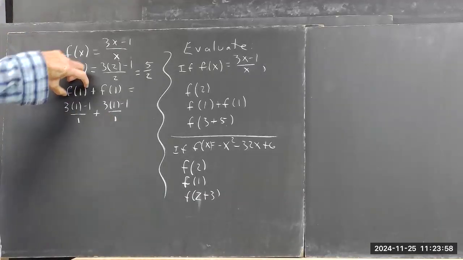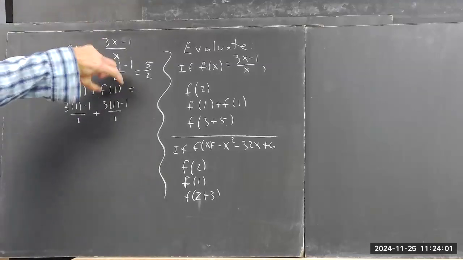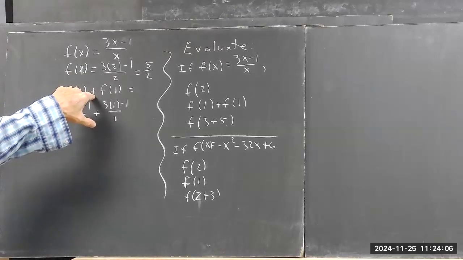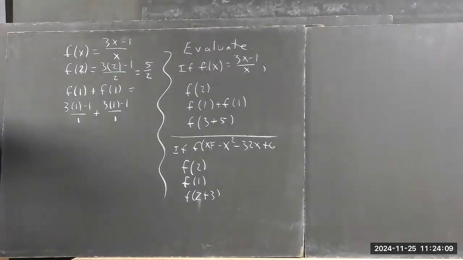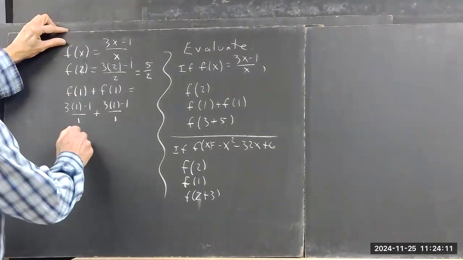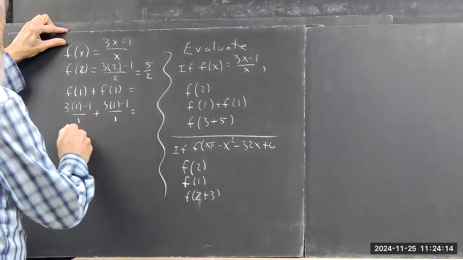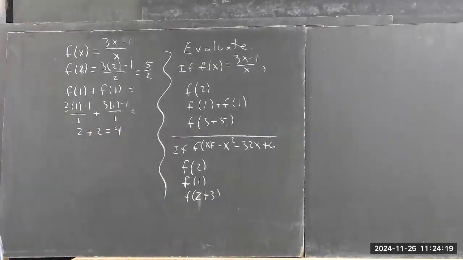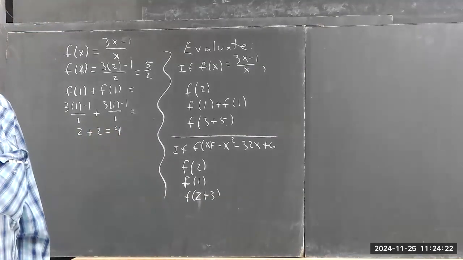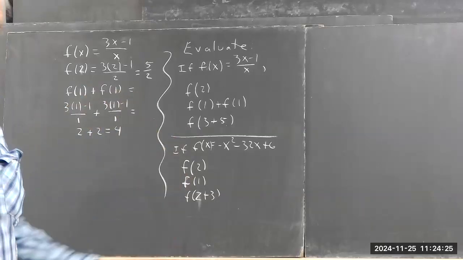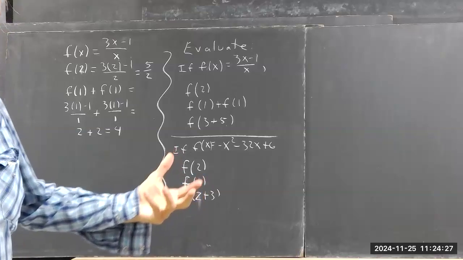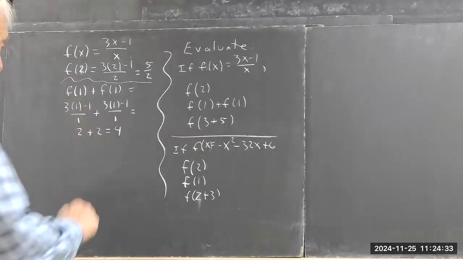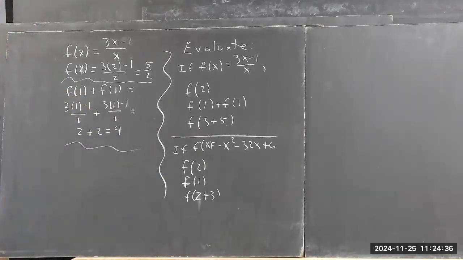f of 1 is one thing, we can evaluate it. f of 1 is the same thing. We've got a plus between them, right? So we add these two. And of course, 3 times 1 minus 1 is 2, divided by 1, we get 2 plus 2 equals 4. It's down to just, everybody knows 2 and 2 is 4. But getting there, you've got to be careful with the function notation. Does that make sense? Okay.